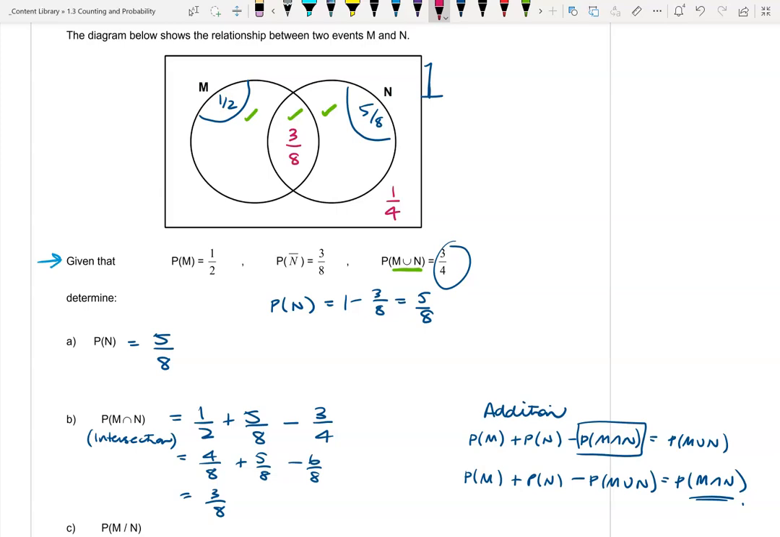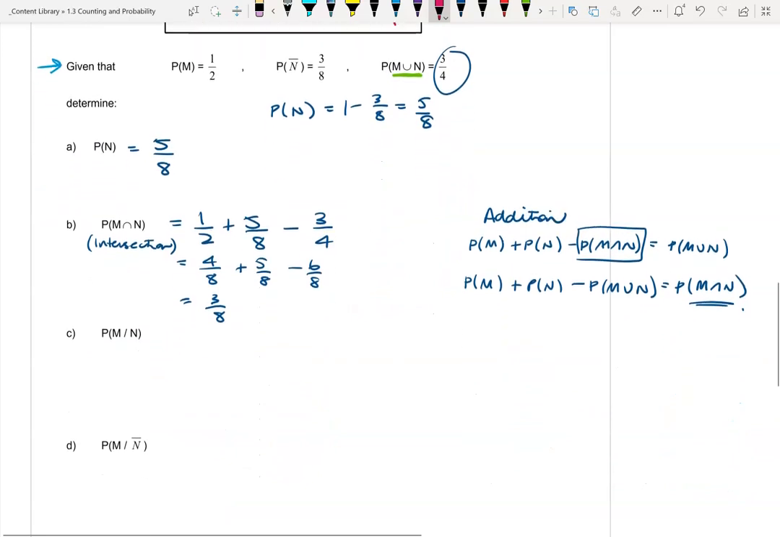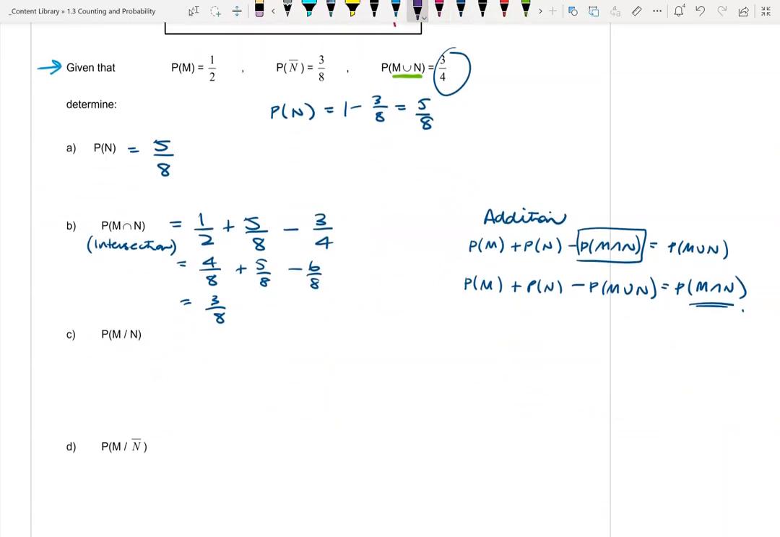This is really handy now because we can finish our Venn diagram. We know 1/2 is 4/8, so M only is going to be 1/4, and 5/8 take 3/8 tells me that N only is 2/8 or 1/4. So very quickly we can use that information to find those values. We could have also used those values in slightly different ways, but it's just how you see those values working for you. So now let's have a look at a conditional probability question.